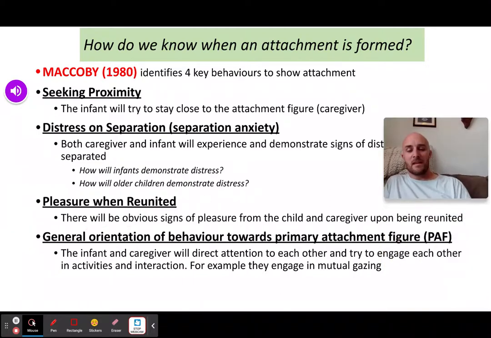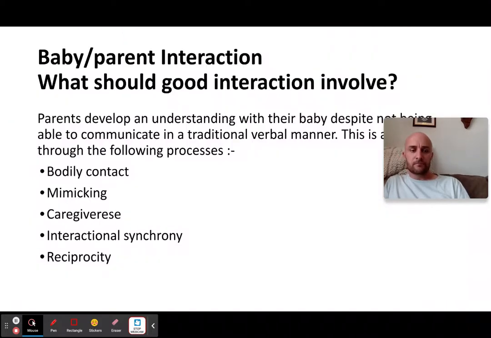And generally speaking, PAF is primary attachment figure. All of the behaviour is geared towards the caregiver. So the baby will keep looking round to check the caregiver's there. When the baby is happy, it will turn to its mum or dad, for example. When the baby is scared, it will turn to its mum or dad. So these are the 4 factors which you do need to know. And again, Maccoby 1980, you're definitely going to need to know that later on.